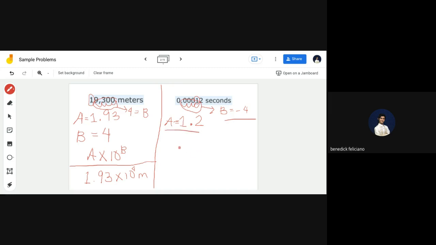So substituting it again in our format, it should be 1.2 times 10 raised to negative 4. So that is our final answer, but let's not forget the unit, which is seconds. Later on, we will be tackling dimensional analysis, and let's try to convert this into another form by changing the prefix of the unit. So you may now proceed to the last video.